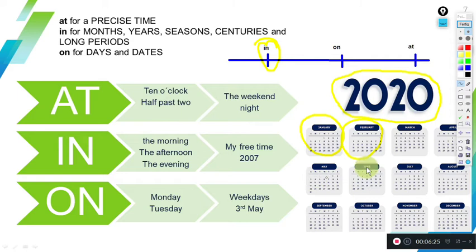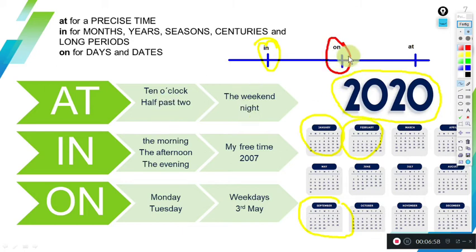What else? Vamos a tener, por ejemplo, estaciones del año. Las estaciones del año son periodos largos, entonces se van a emplear con in. For example, in spring, in winter, in autumn. Entonces, in va a ir para años, meses y estaciones. General, periodos largos.